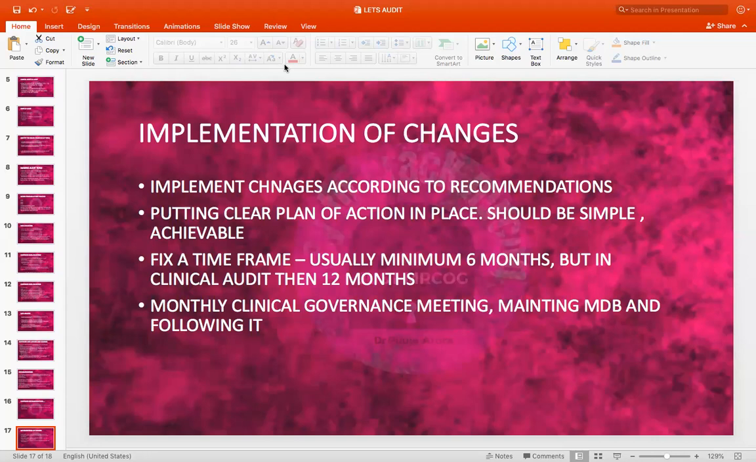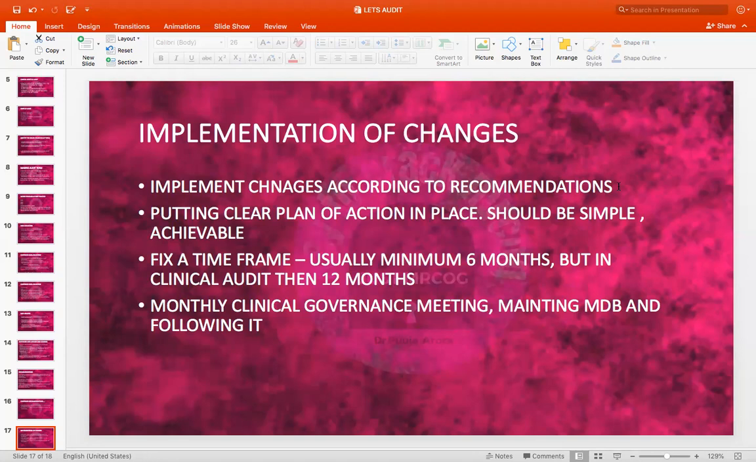Monthly clinical governance meeting would be held. We will maintain the maternity dashboard and we will follow it. So this is how you are going to implement the changes. First, putting a clear plan of action, implement the changes according to the recommendation. So whatever is the recommendation, you are going to implement the changes.